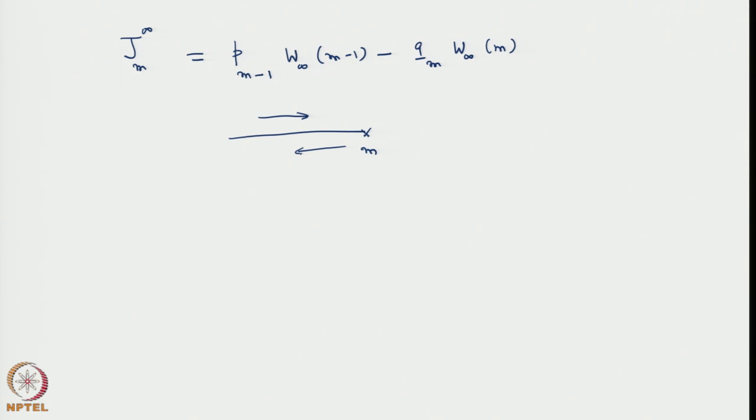We can reorganize that equation by defining a current term. So, as we did earlier, we define a current term J m at the mth site, say we let us superscript it with the infinity as follows: Pm minus 1 W infinity m minus 1 minus Qm W infinity m. That is, I am defining a current term at some point m as the net that occurs with the forward transition and a return transition from m. So, forward flux onto the site m and the return flux from m to the backward site, we define as a partial current there.